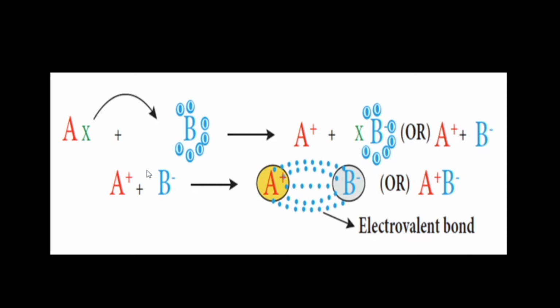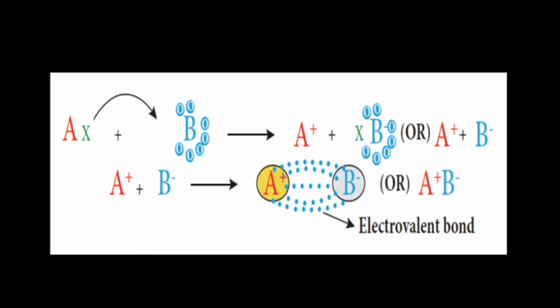The number of electrons that an atom of an element loses or gains to form an electrovalent bond is called electrovalency. For example, here A loses 1 electron, so the electrovalency of A is 1. Similarly, B gains 1 electron, so the electrovalency of B is 1. So the number of electrons that an atom loses or gains during the formation of ionic bond is known as electrovalency.